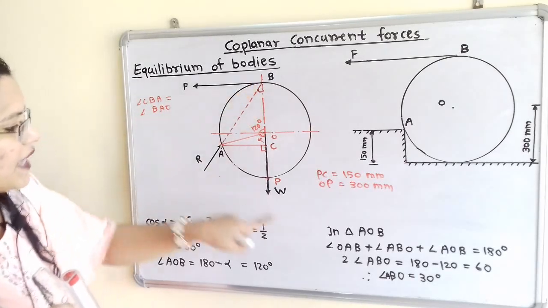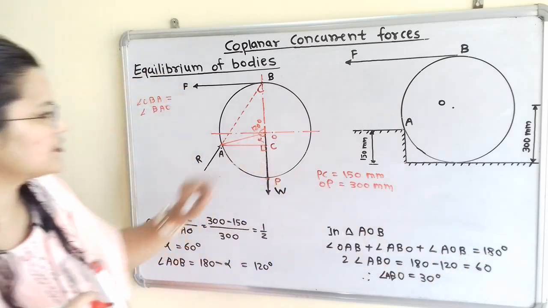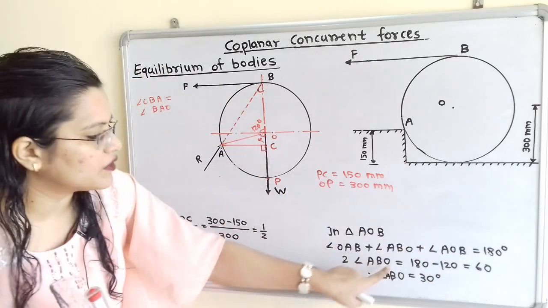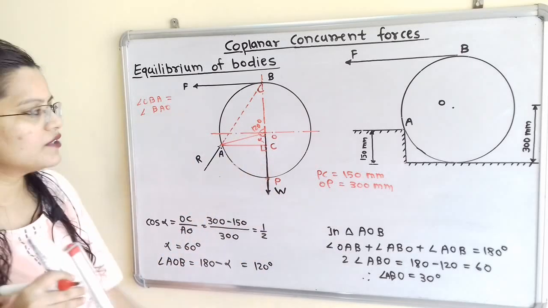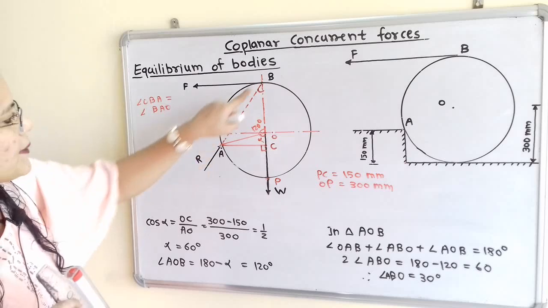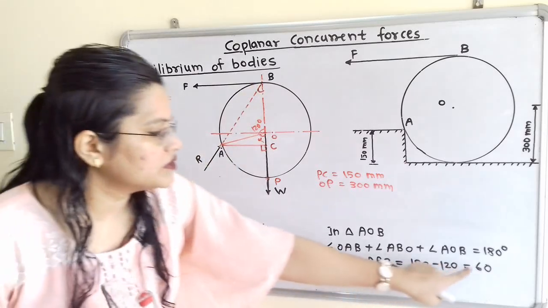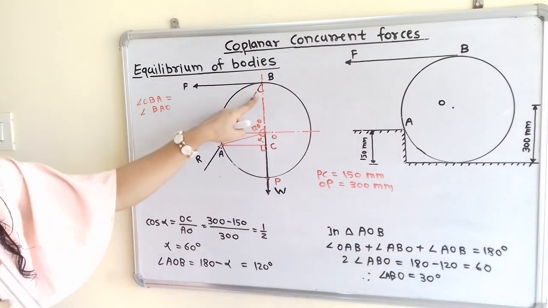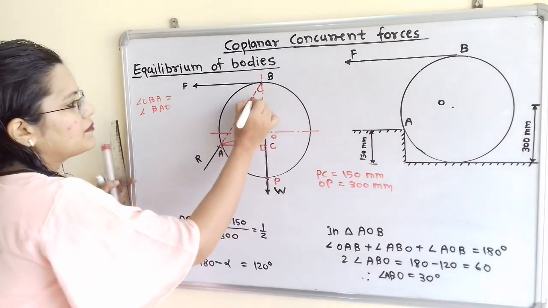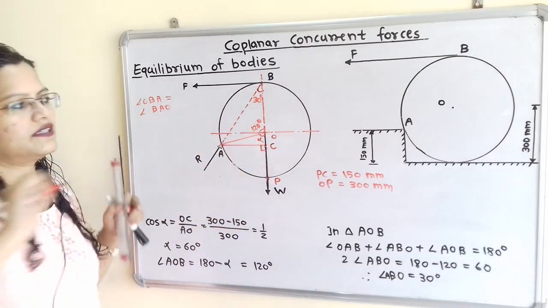So I will make the addition of all these three angles equal to 180 degrees, where one angle AOB is equal to 120 degrees. So the remaining angle, that is twice of ABO, is equal to 60 degrees, and therefore this angle ABO is equal to 30 degrees. So I will mention here this angle 30 degrees.